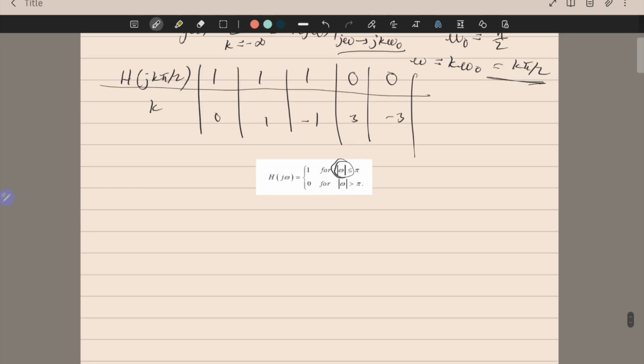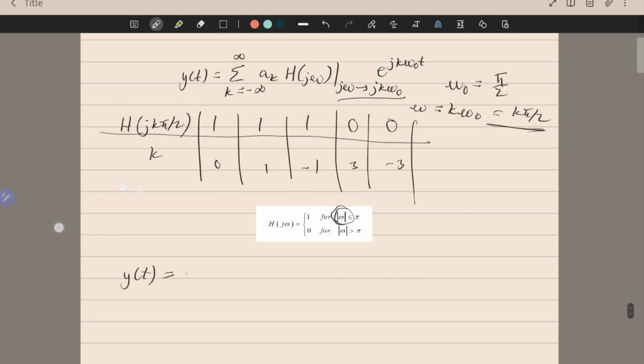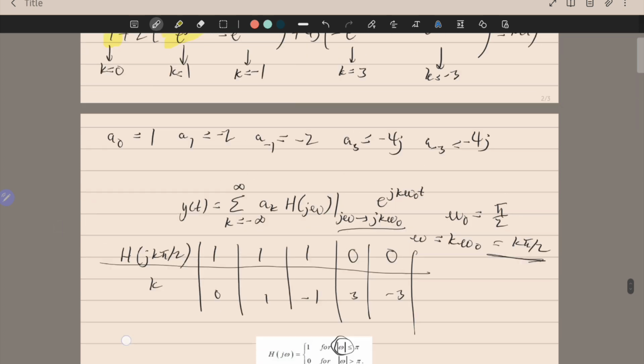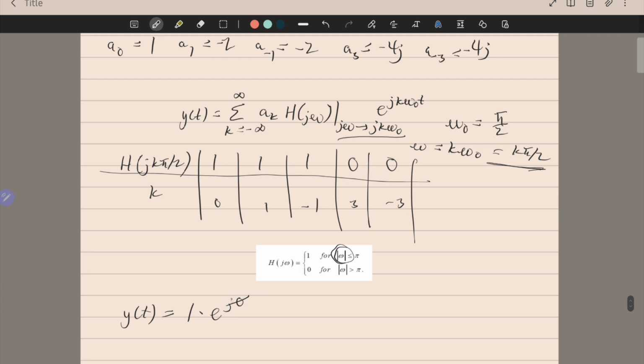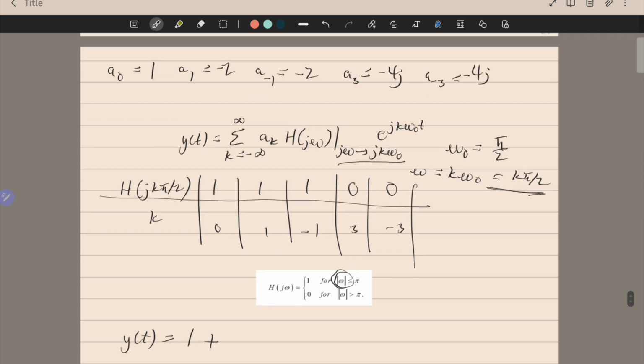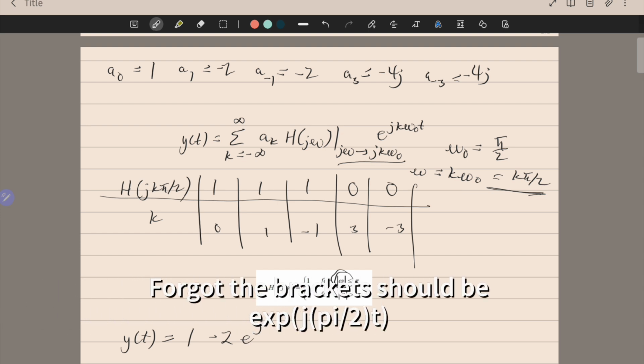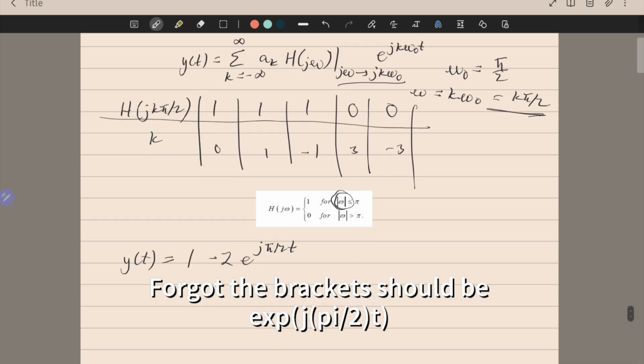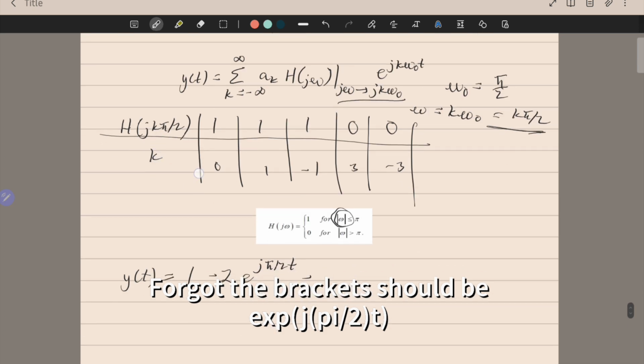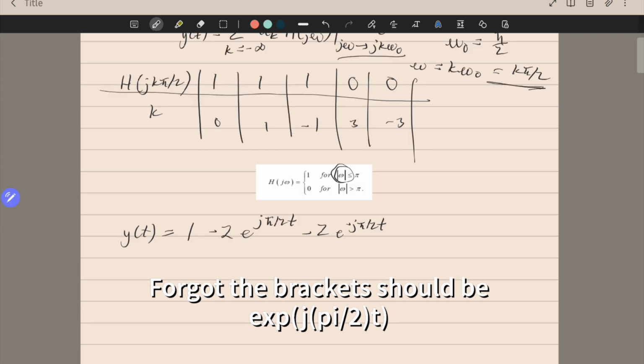So our output should be y of t is equal to, where is a of 0? So that's 1. Again, this is e to the j0 and so on, so this is 0. So this entire thing is just 1. A of 1, on the other hand, is minus 2 multiplied by e to the j π over 2 t. When k is equal to negative 1, this is minus 2 as well, times e to the power of minus j π over 2 t. So that's it.